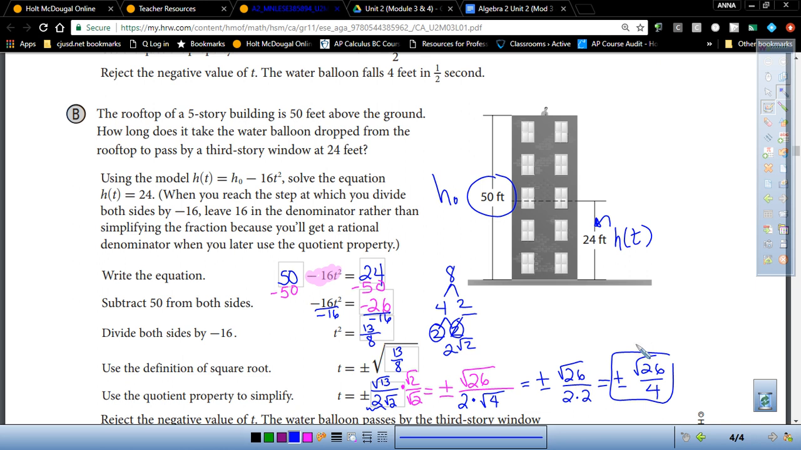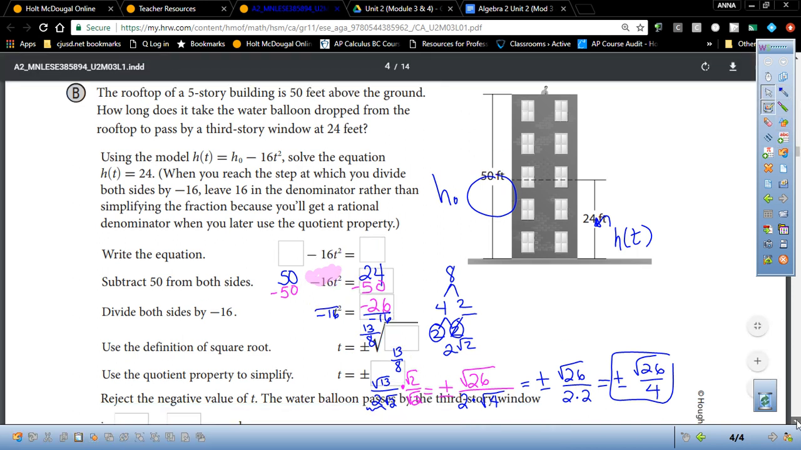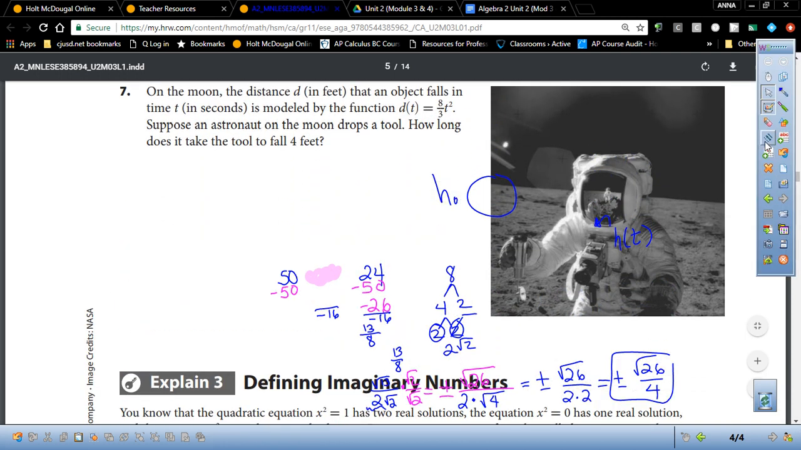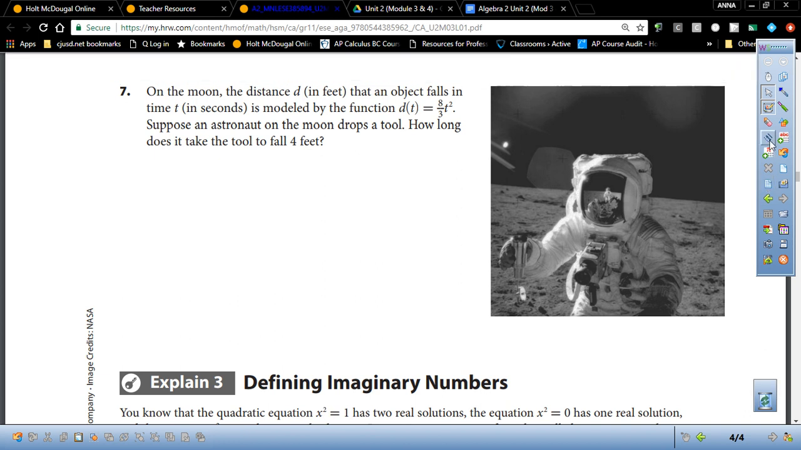Okay, so this is a real world scenario again, so I'm going to consider time to only be positive. So I'm going to reject the negative value and say that the water balloon passes by the third story window of 24 feet at a time of square root of 26 over 4 seconds. And we could type that in a calculator to get an approximate answer that I believe is about 1.27 seconds. Alright, so I'd like you to try number 7. Pause the video now.